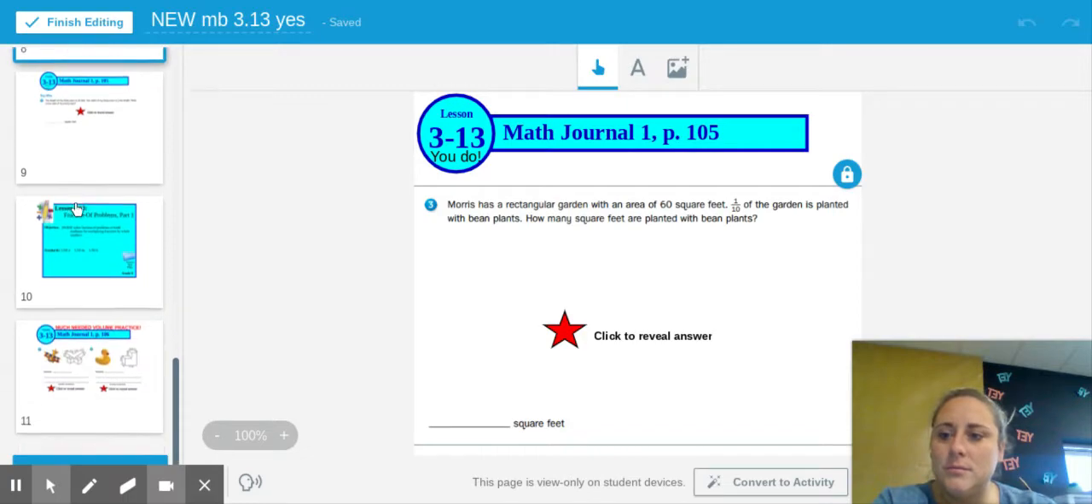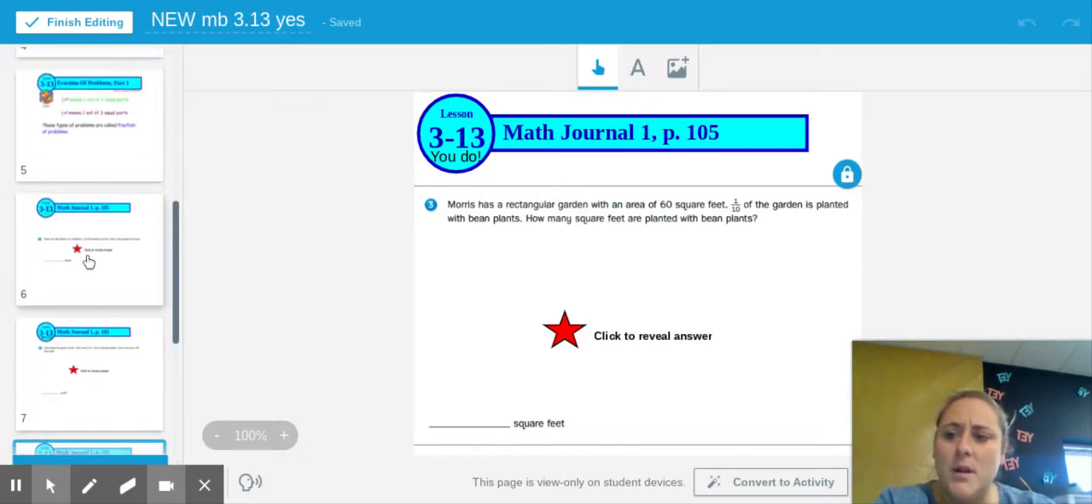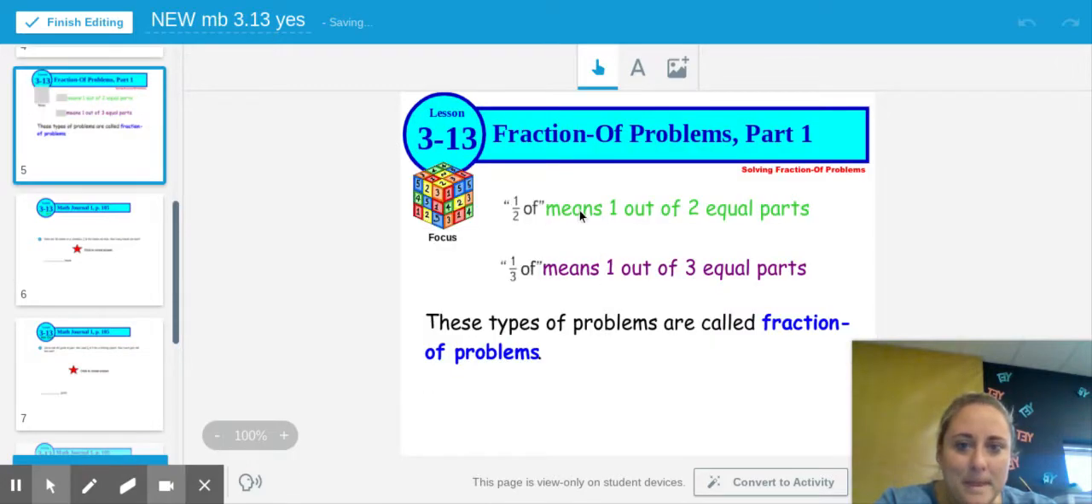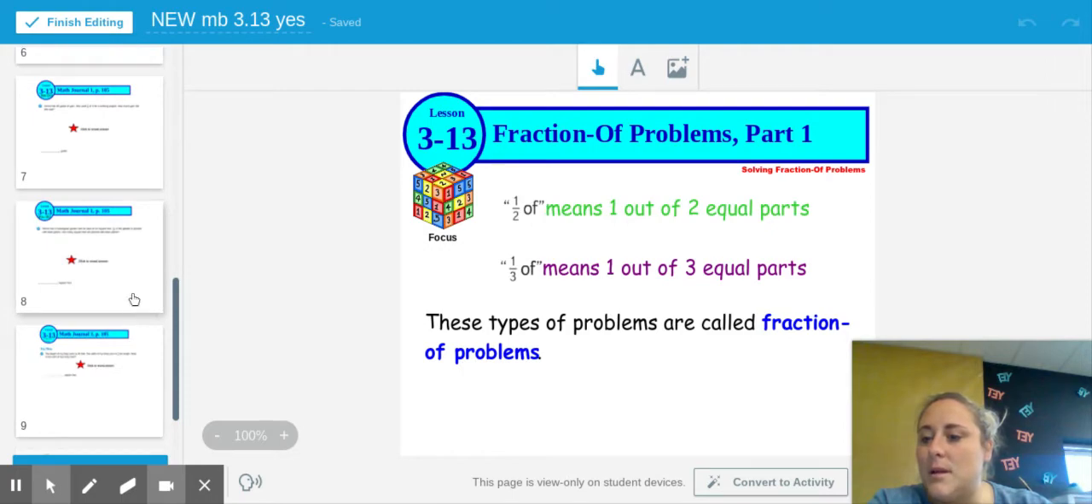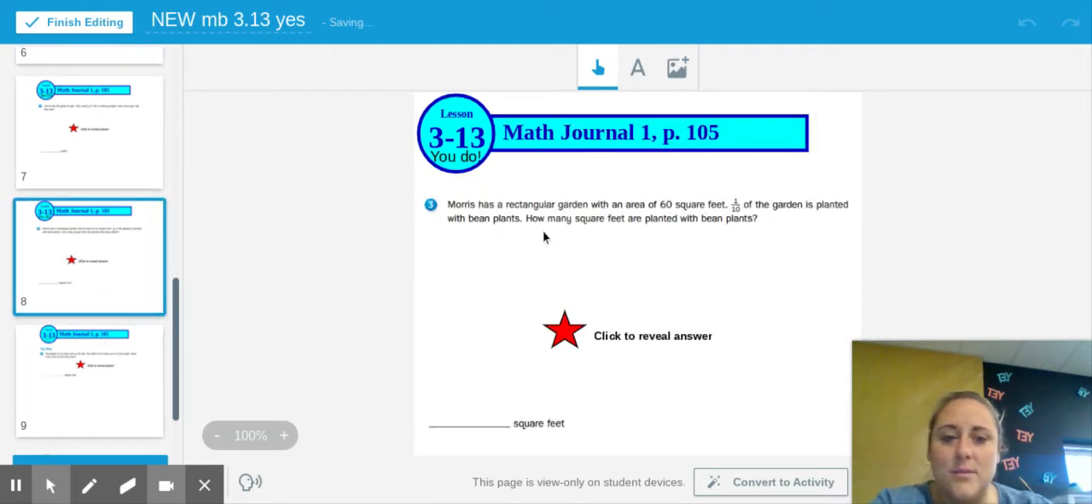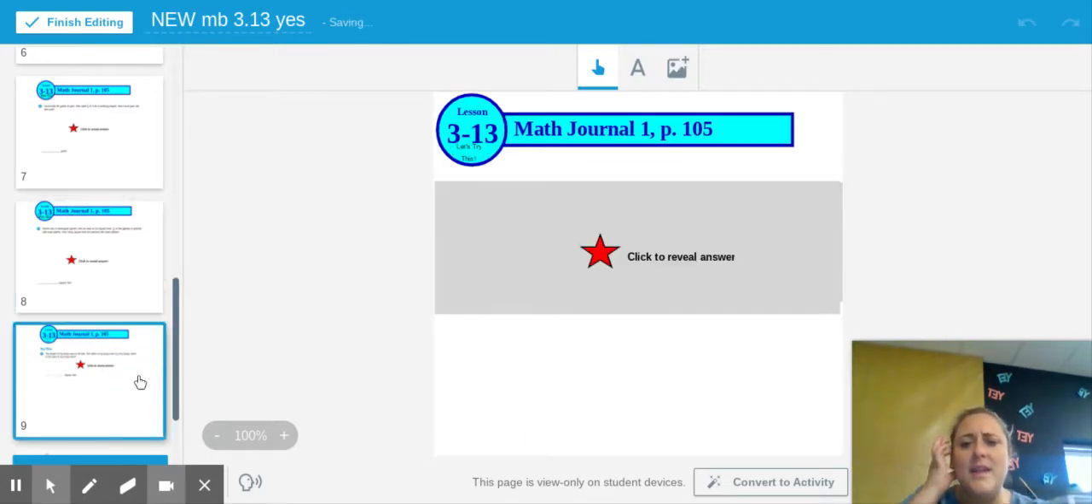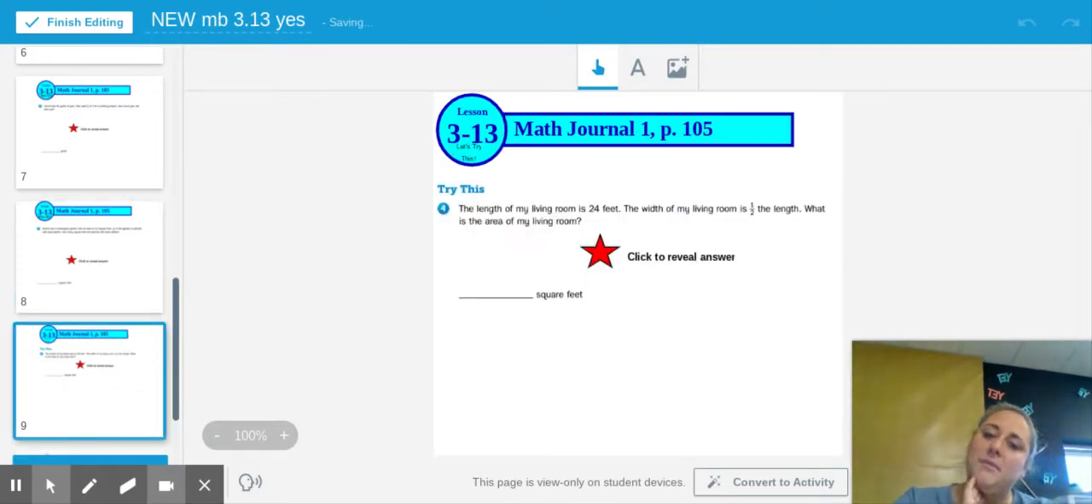Thinking back to what I showed you on the previous problems and remembering that the fraction 1/2 means 1 out of 2 equal parts, 1/3 means 1 out of 3 equal parts. So if you're looking at a problem like this one, we're going to have 60 square feet and we're going to be dividing it into 10 equal parts. So go ahead and try that one. And then also, I'd like you to try number 4. This is a challenge one.